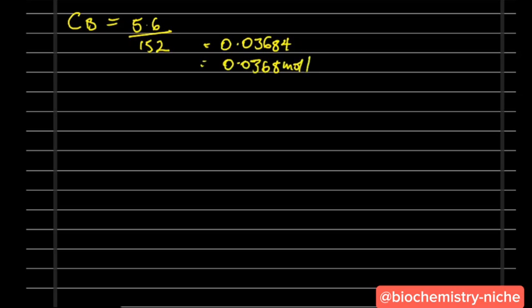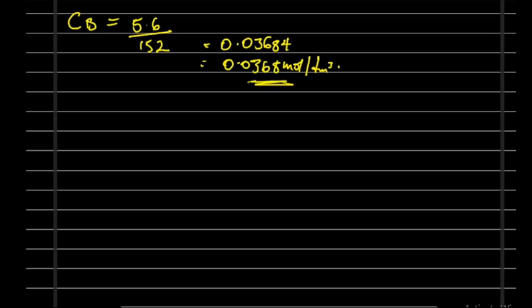0.0368 moles per dm cube. So that is going to be the concentration of our base in moles per dm cube, 0.0368. So let's move to the next question. The next question is asking us to calculate the concentration of A in moles per dm cube.